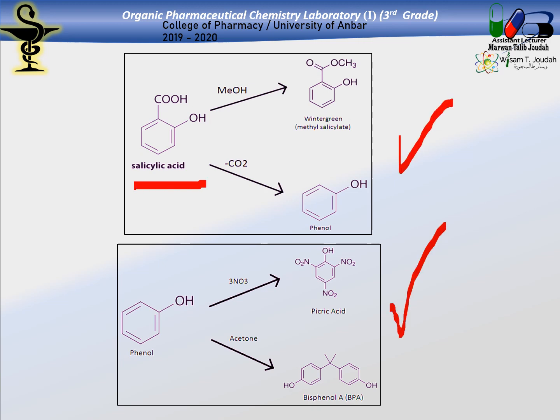Salicylic acid here with methanol, okay, it's an alcohol, gives us wintergreen. Wintergreen refers to trees that are always green regardless of whether it's winter or summer. From the name wintergreen, it means that in winter it's green. So the smell of wintergreen is methyl salicylate. And if we remove carbon dioxide from the salicylic acid, we will end up with a phenol.